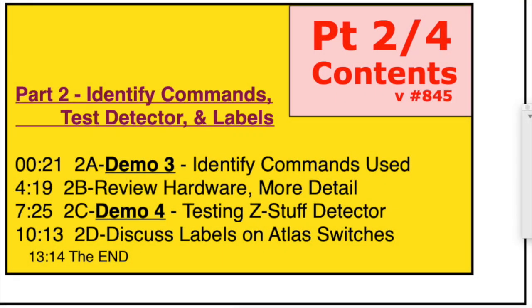In Demo 3, we'll run the trains and try to identify the commands used as the trains are running. We'll review the hardware in more detail. In Demo 4, we'll demonstrate testing the Z-Stuff detector, and we'll discuss the labels on the Atlas control switches.